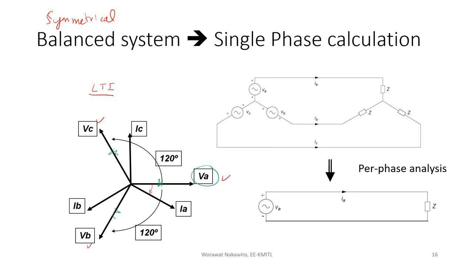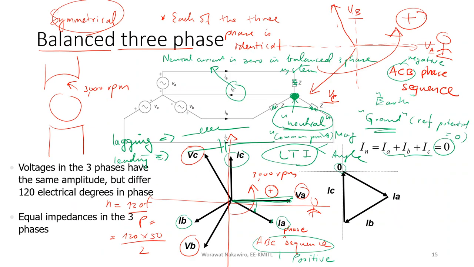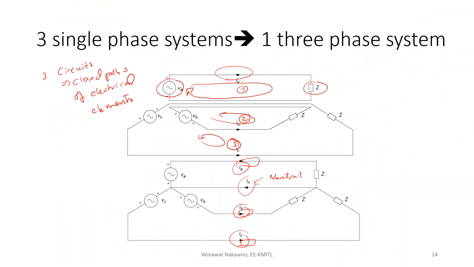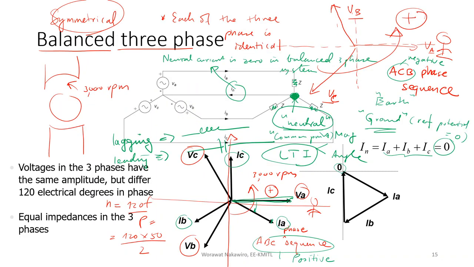Since we have a balanced three phase, meaning each of the three phases are similar, you can see that we have three single phase systems that is equivalent to a single three phase system. In this case we have three phases but four lines, but later on you will see that you can remove the neutral line, because there is no current flowing through it. We have seen from last time that when the system is balanced, meaning IA plus IB plus IC is equal to zero, or the neutral current is zero, you can remove this conductor out of your three phase balanced system.